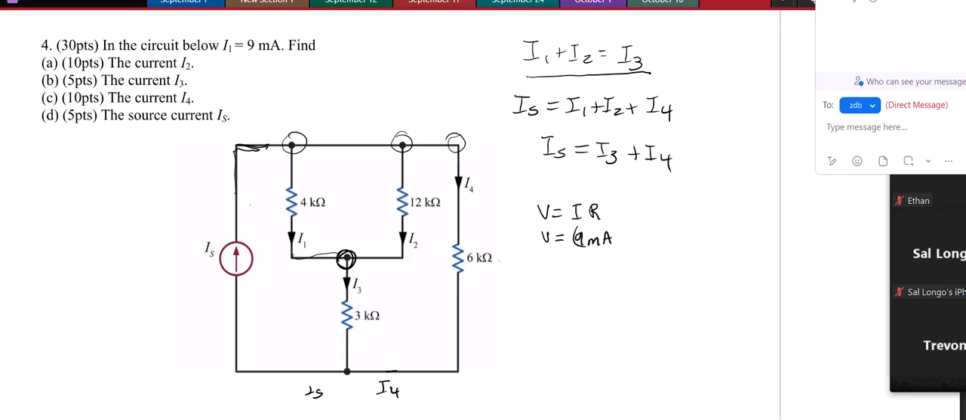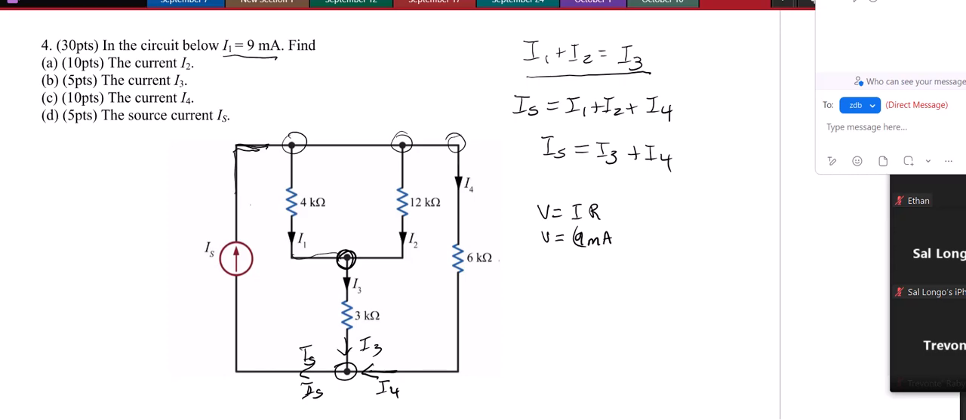And then you could either substitute from the first equation into the second equation, or you can look at this node at the bottom and see that you have I4 and I3 coming into that node, and IS coming out of that node, and so IS has to equal I3 plus I4.